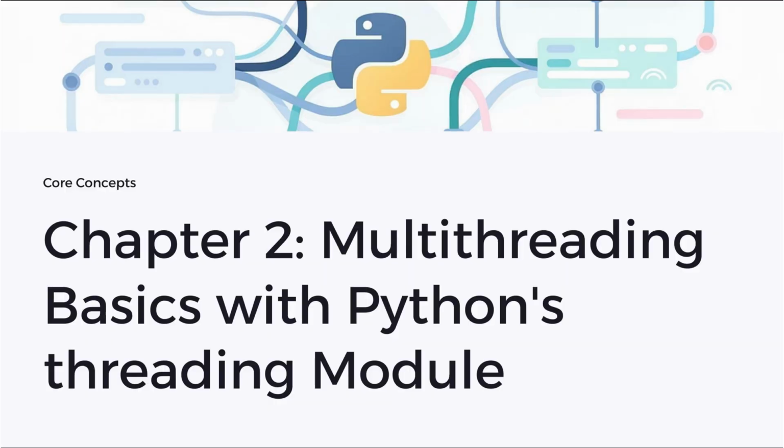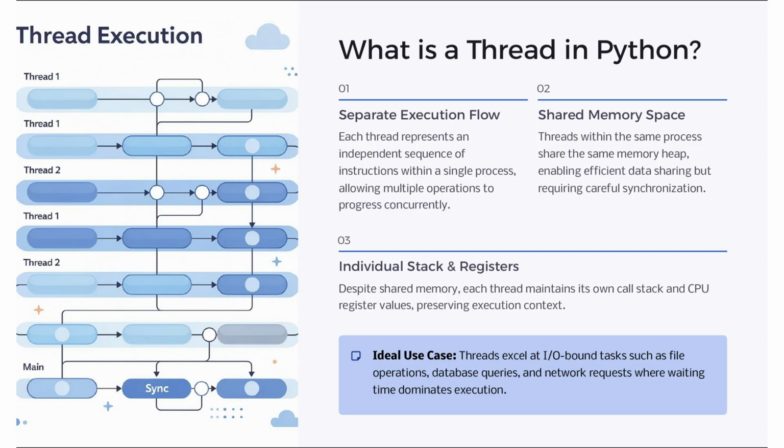Python's threading module allows multiple threads to run concurrently within a single process. Each thread operates independently, sharing the same memory space, which facilitates data sharing but necessitates synchronization. Threads are ideal for I/O-bound tasks, such as file operations and network requests, where they can efficiently manage waiting times and improve application responsiveness.